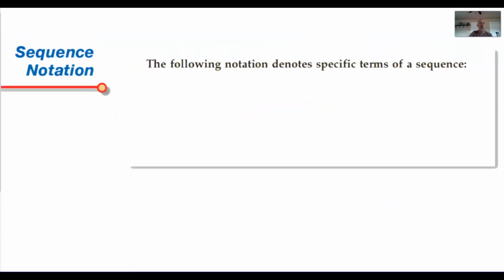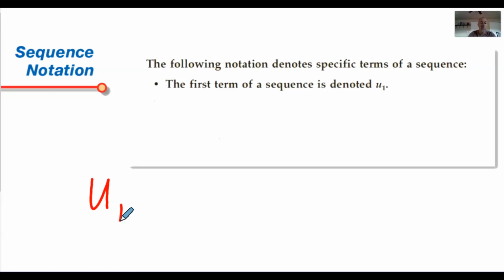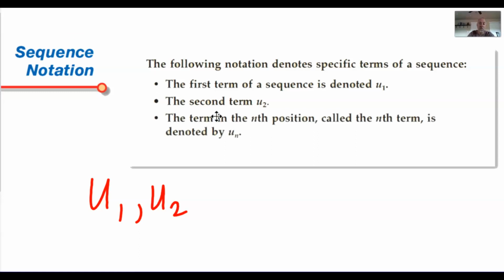Now, sequences have their own notation. So when you're talking about sequences, the first term is always denoted as U sub 1 or U1. That's U with a little subscript of 1. Makes sense then if this first term is U1 that the second term would be U2. And the third term would be U3, U4, and so on, all the way up to the nth term. The n just means any number of term in the sequence.